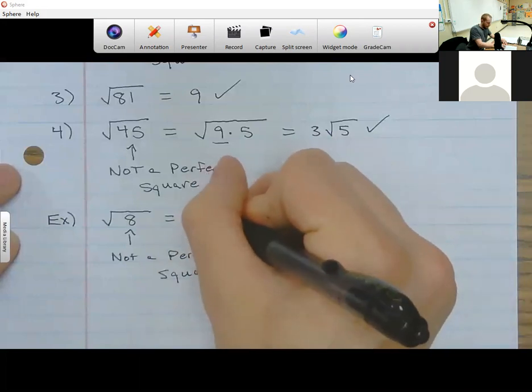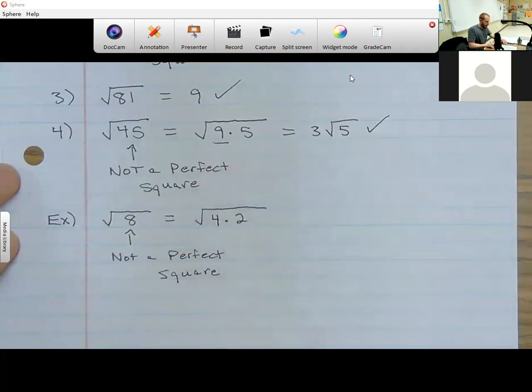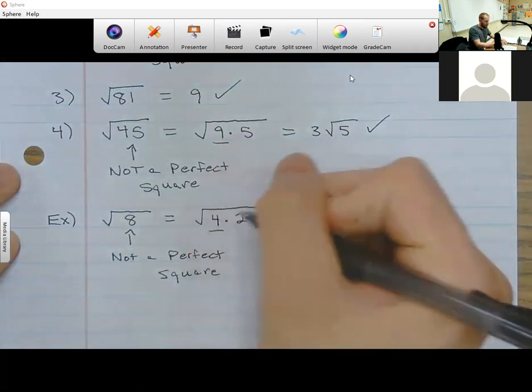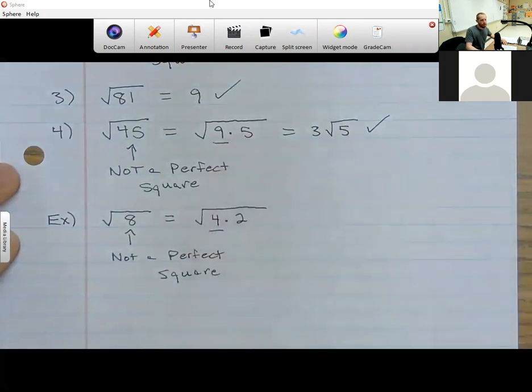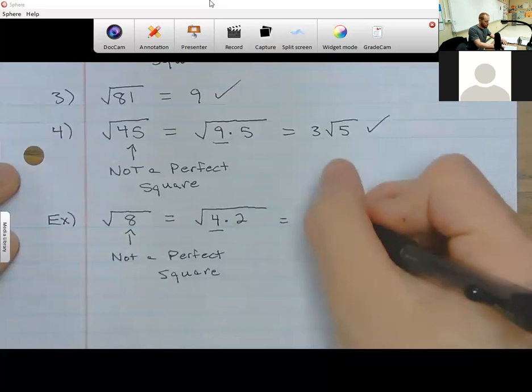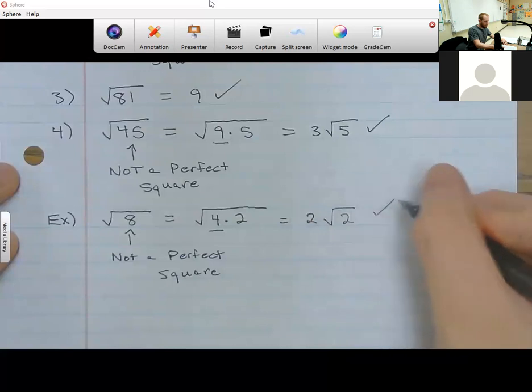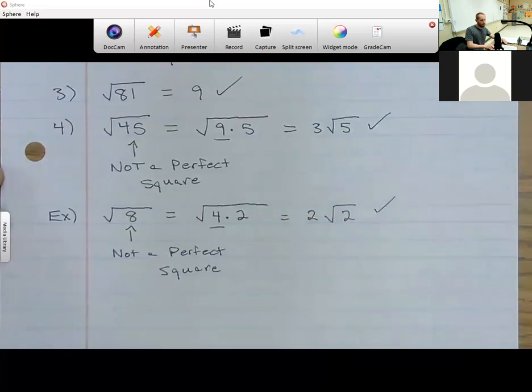So the 8 can be broken up into 4 times 2. I underline the 4 because I know 4 is the perfect square, right? And then I'm going to take the 4 out as a square root. What's the square root of 4? Wouldn't that just be 2? So I can take the 4 out as a 2, but then the other 2 I have to leave under the radical. And I'm done. So that's how you take square roots of non-square numbers. Okay? Let's take a look at number 5.